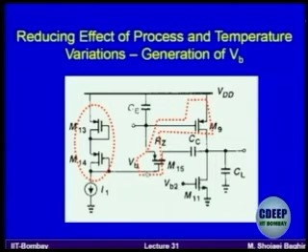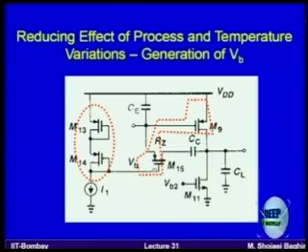For example, VB can be constant or... Therefore, you should not generate VB, for example, from a band gap. That's a wrong approach. VB should not be a constant bias. VB should be such that it always gives a constant overdrive across VGS of M50. Overdrive means VGS minus the absolute value of VT. Is that clear?